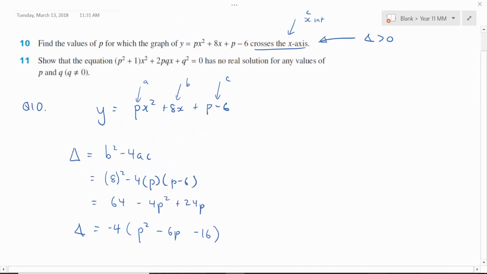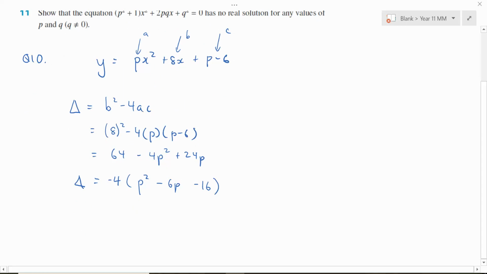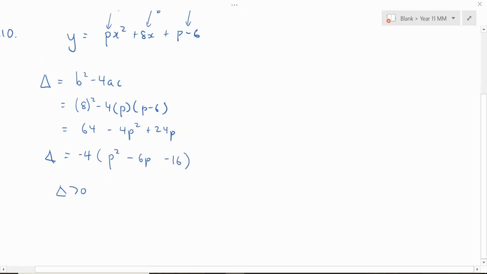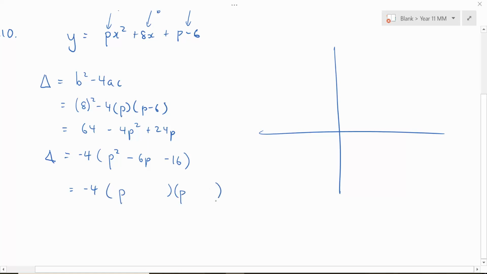What I wanted was two x-intercepts, so I need the discriminant to be greater than 0. So again, you're going to sketch this graph, and if you sketch it, it makes it much easier to see. But before I do, I'm going to see if I can factorize it further. So 16, maybe 8 and 2. 8 times 2, but if I have negative 8 plus 2. There you go. That works.